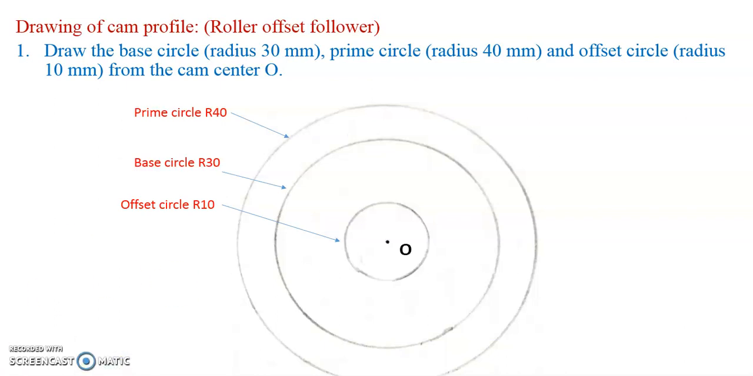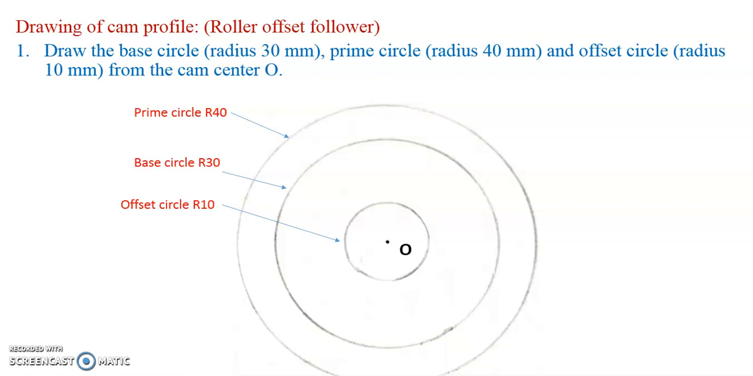Also, this roller follower is offset. Okay, so in case of offset, we are supposed to follow the offset circle, and here the offset circle is of radius 10 mm. Okay, how did I know it is 10 mm? Because the question stated that the roller follower is offset by a distance of 10 mm to the right. Hence, I am taking the radius as 10 mm and drawing the offset circle.